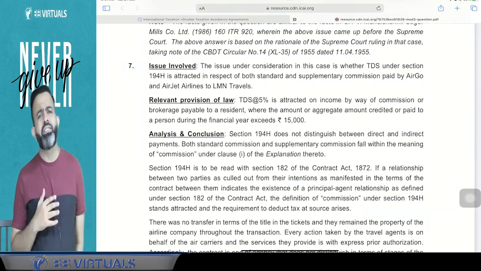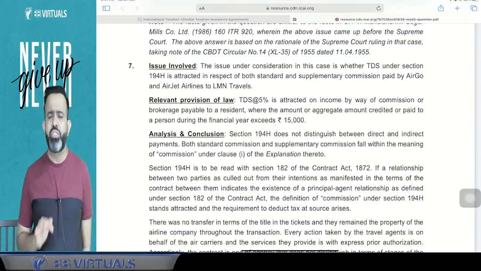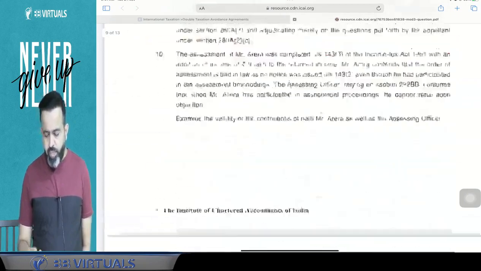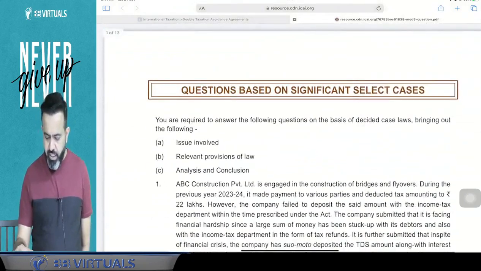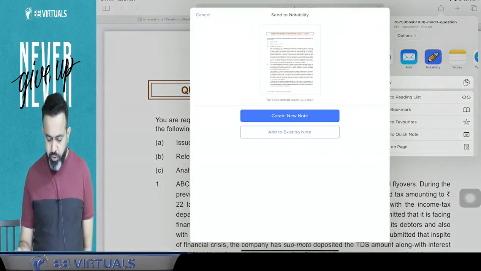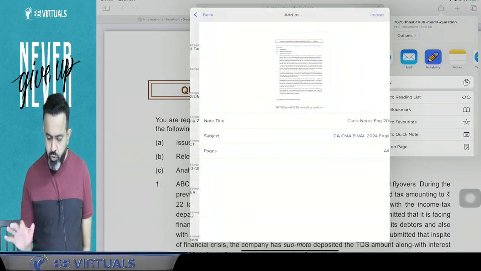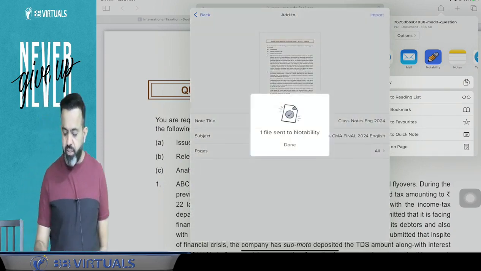So guys, there are a total of 10 case law related questions given by ICAI. This is available on your website also. I'm including this PDF in your class notes also, so you will get it along with your class notes. I'm including these 13 pages in your class notes also.